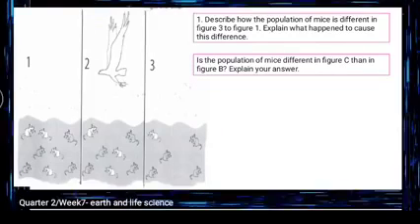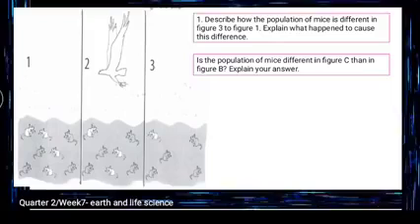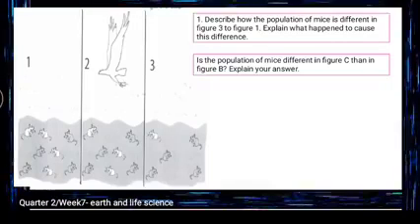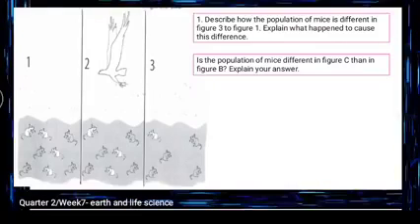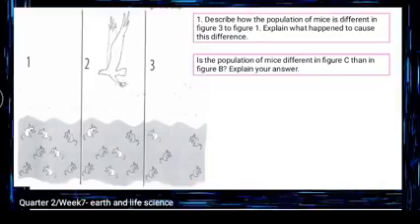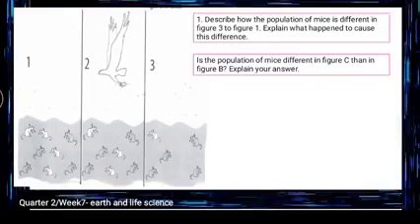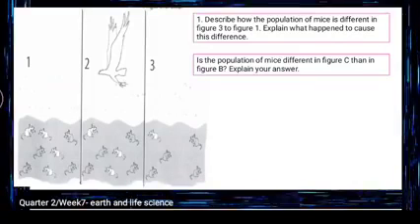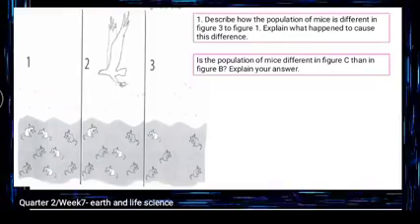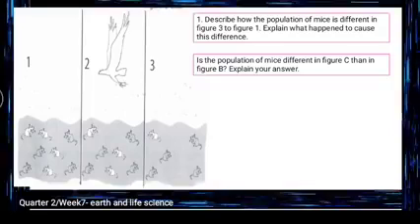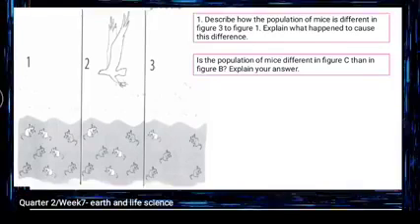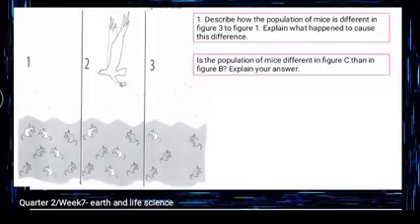Number 2. Is the population of mice different in Figure C than in Figure B? Explain your answer. Definitely, yes. The population differs in each figure. The population of mice in Figure 3 is less compared to the population in Figures 1 and 2. Why? That is because the bird is eating all the white mice because they are easier to see. Okay?